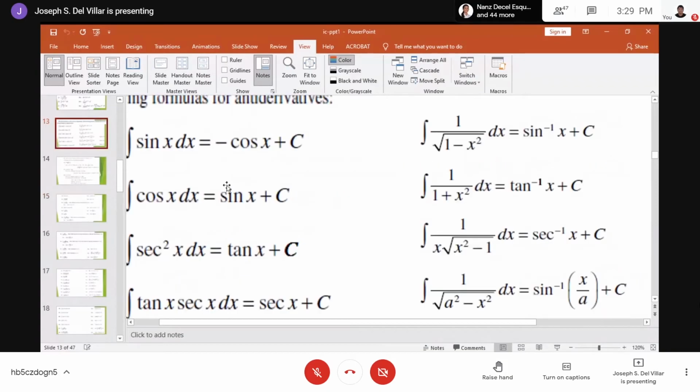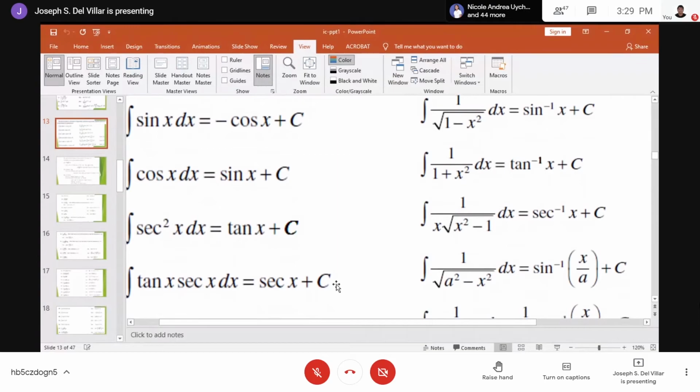Okay? At nandito siya. Itong formula. Itong nasa baba. Ito. Correct? So therefore, the integral of tangent y secant y dy is equal to what?